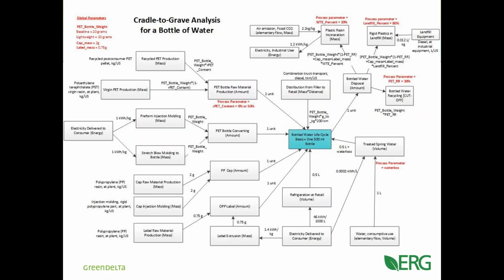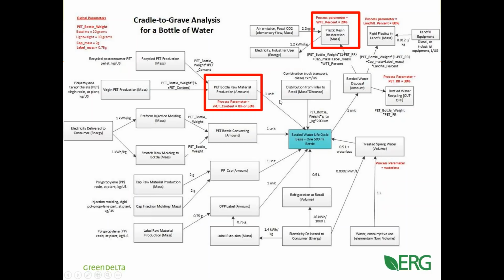So here is an example flow diagram of the system we'll be building today. We'll look at one 500 milliliter bottle of spring water that's made from PET plastic resin here. Our raw material will include both recycled and virgin content. We're going to demonstrate how to parameterize the amount of recycled content and look at different options for 0 and 50% recycled content. We'll also look at different weights for our main bottle. We'll do a mock heavier bottle with 20 grams as well as a lighter weight system of 10 grams.